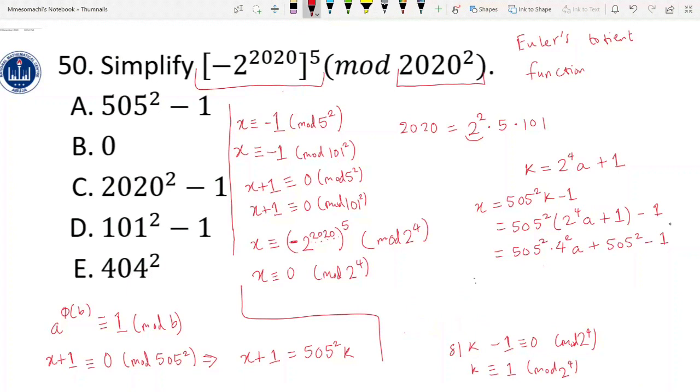So I have x is equal to, so we see that 2 squared times 5 times 101 gives 2020, so 505 squared times 4 squared is 2020 squared. So x is equal to 2020 squared times some integer a plus 505 squared minus 1. So it implies that when we're checking the congruency mod 2020 squared, x is congruent to 505 squared minus 1 mod 2020 squared. Okay, so we have our answer, option A.